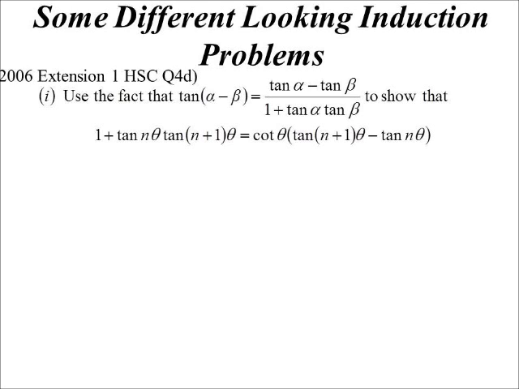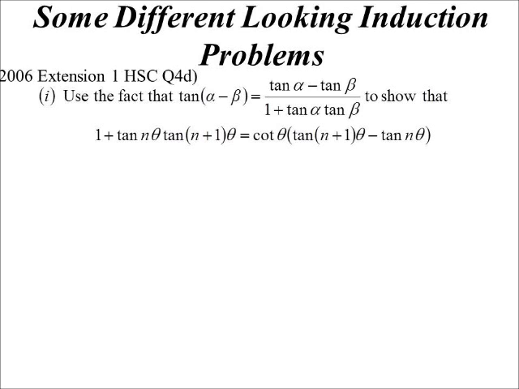So they've given us a hint. We're going to use our tan alpha minus beta formula, tan minus tan on 1 plus tan tan. And we're going to show this wonderful expression, 1 plus tan n theta, tan n plus 1 theta. So all right, they've told me what I've got to start with.